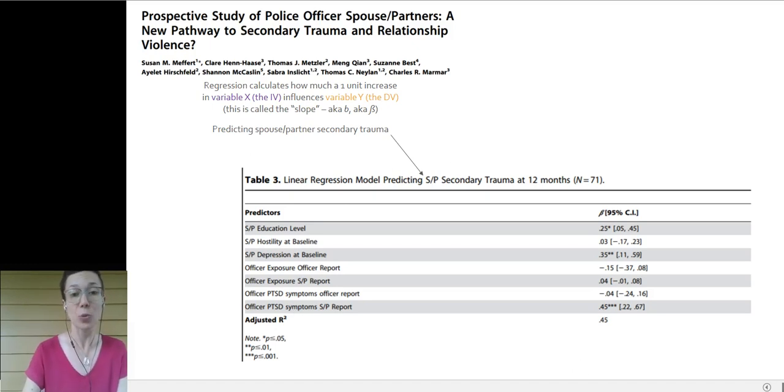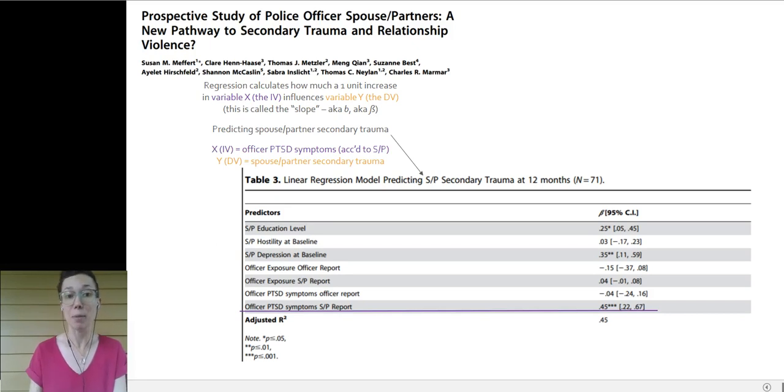trauma at 12 months. So this is one of those situations where it might be a little bit fuzzy to think about at first, but if we stop and slow down and think logically, what's being predicted here, what is being influenced versus what is doing the influencing, it can help us figure out what's happening. So our Y variable, our dependent variable, is going to be spouse and partner secondary trauma. That's the thing that's being influenced. We're going to focus on just one of the possible influencers, or predictors as they call them here. We're going to focus just on this last one here. So we're not going to look at the other variables in this table, although we could if we wanted to understand their relationship with spouse and partner secondary trauma.